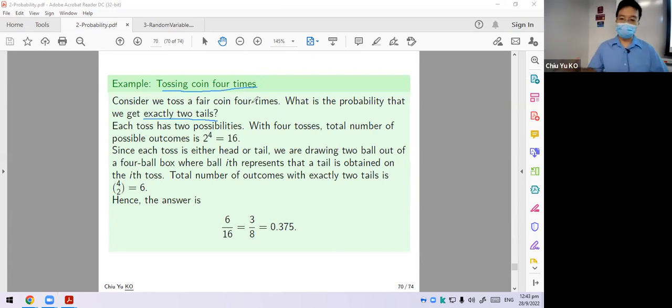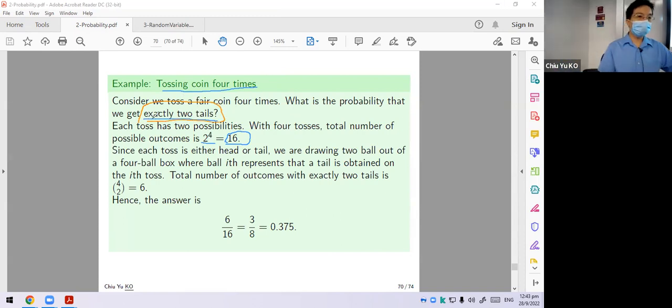Because there are 4 tosses. The first thing we need to figure out is how many total possible outcomes you can have. Each toss has 2 outcomes, and you toss 4 times, so it's 2 times 2 times 2 times 2, so 2 to the power 4, 16. I don't think you have an issue there because it's a simple principle of counting. So the difficult part lies in how you get exactly 2.